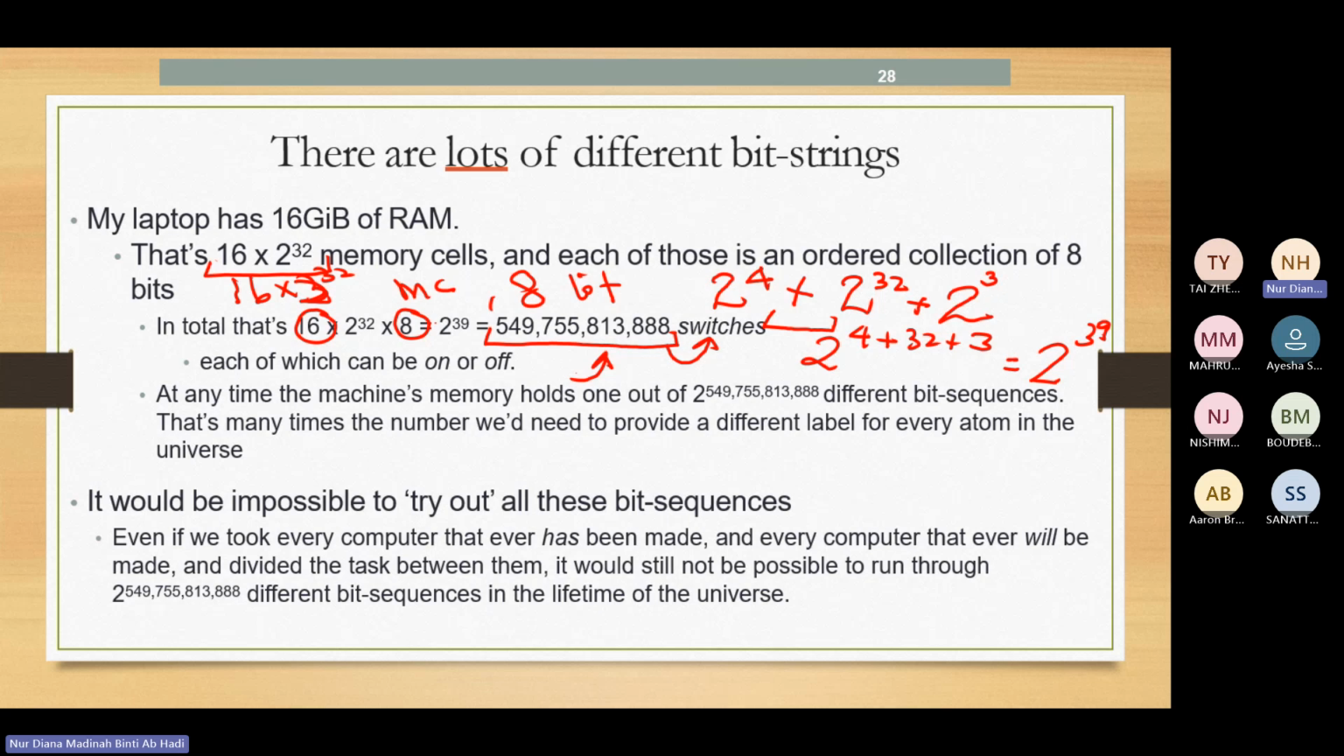Okay, so usually it would be impossible to try out all of the strings. Even if we took every computer that has ever been made, and every computer that ever will be made, things that have existed and ones that do not exist yet, and we divided the task between them, it still would not be possible to run through all of these bit strings in the lifetime of the universe. Okay.